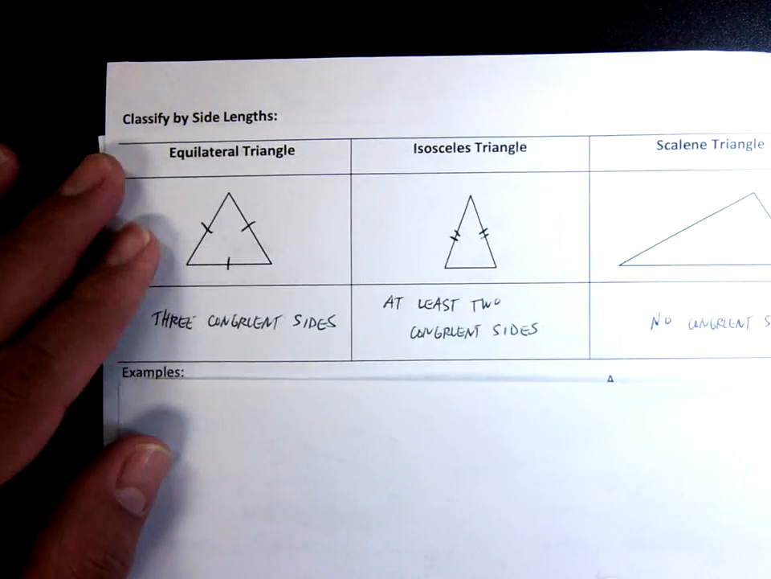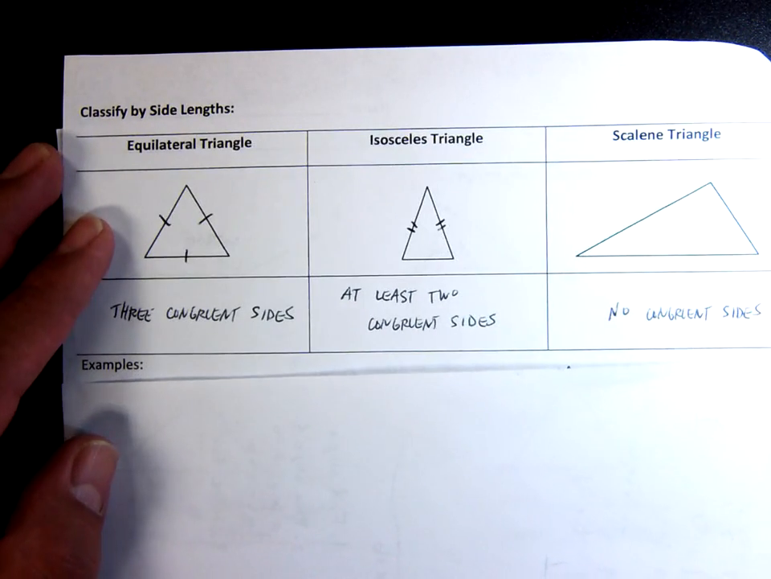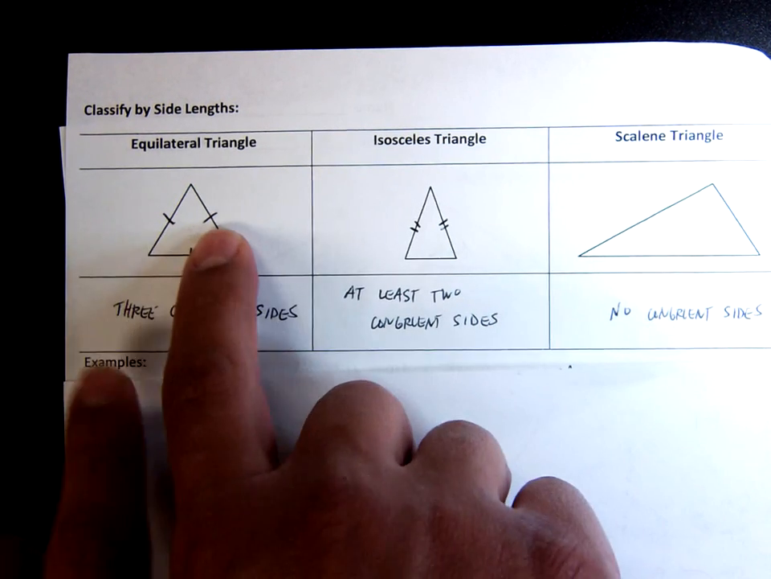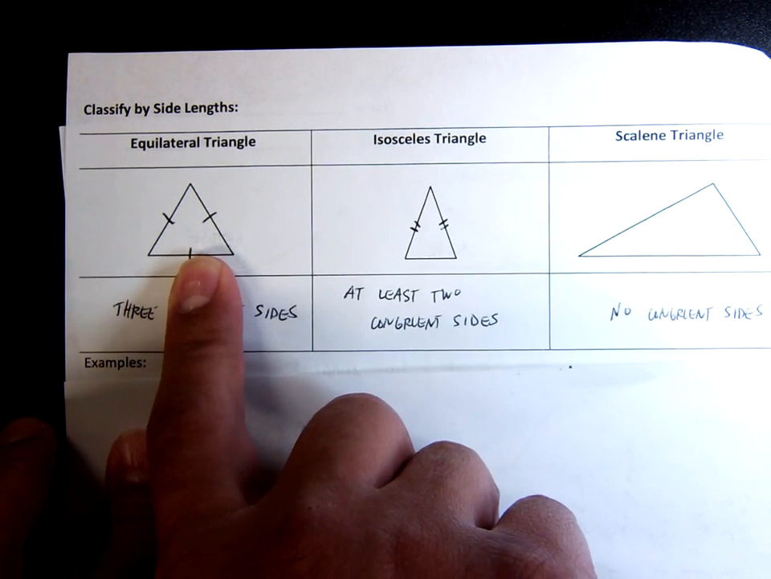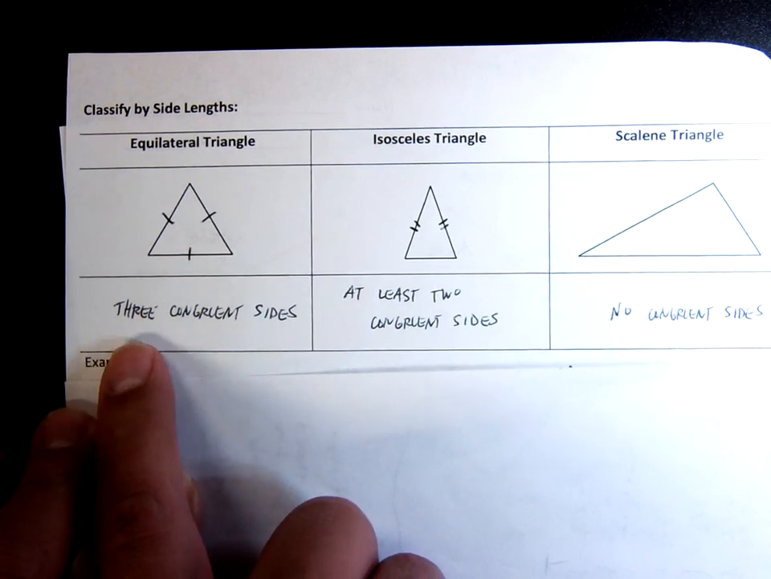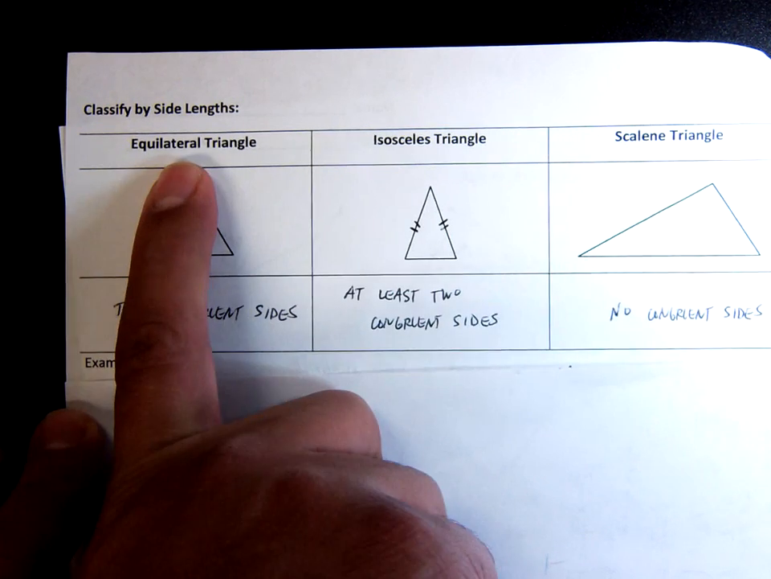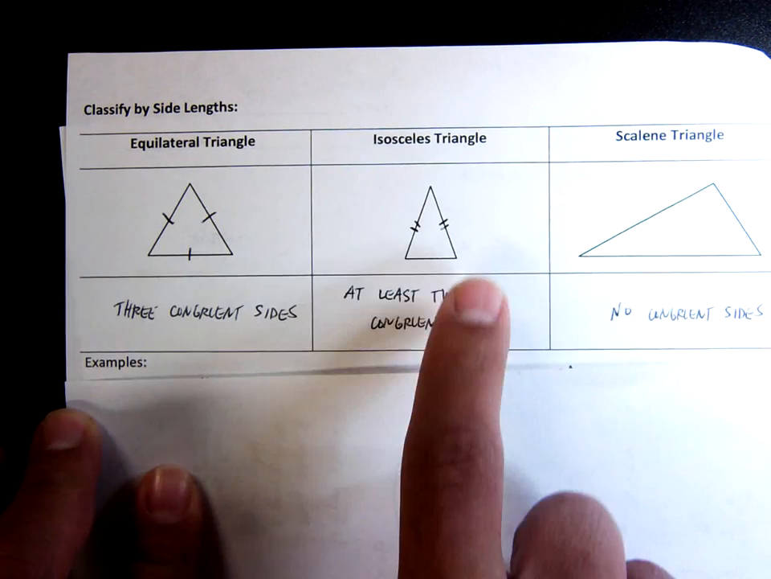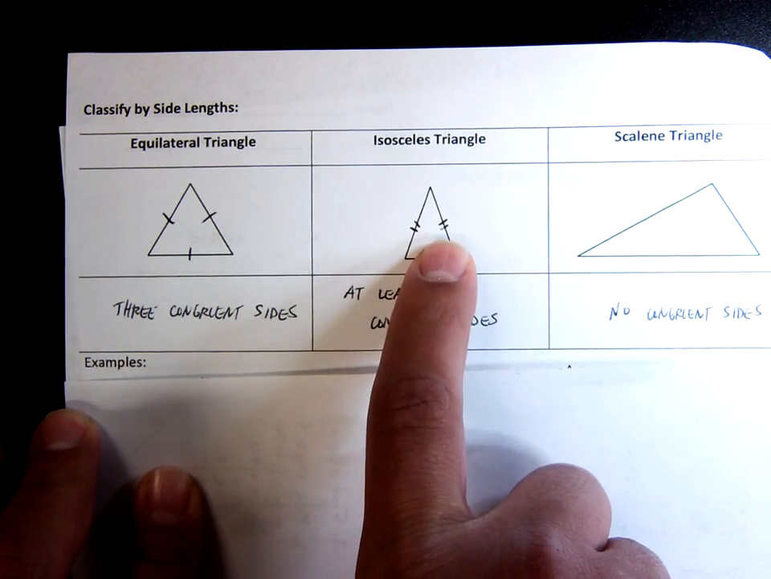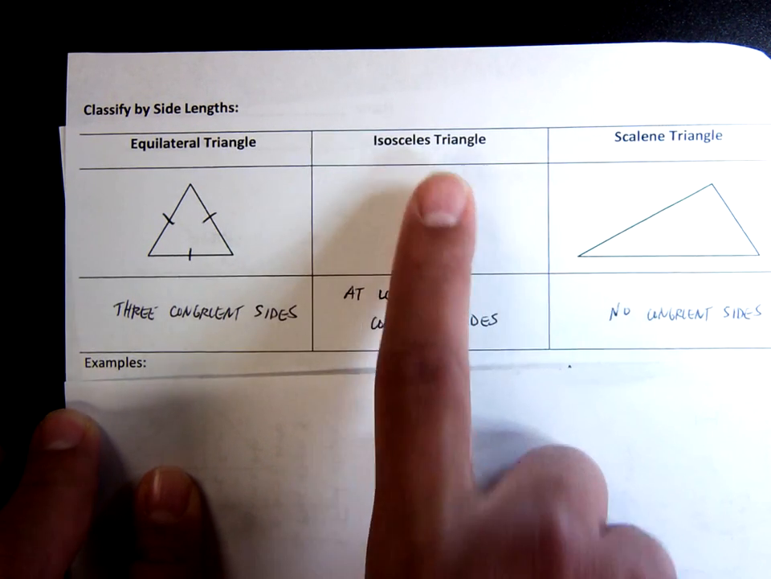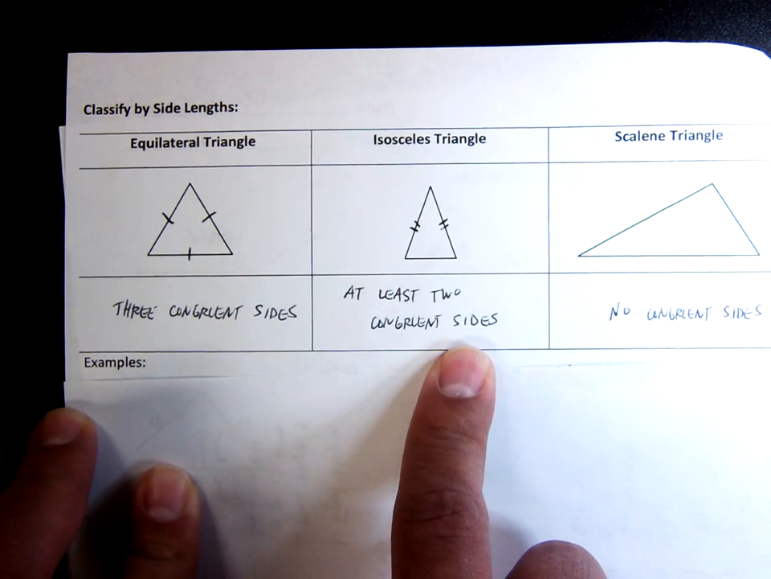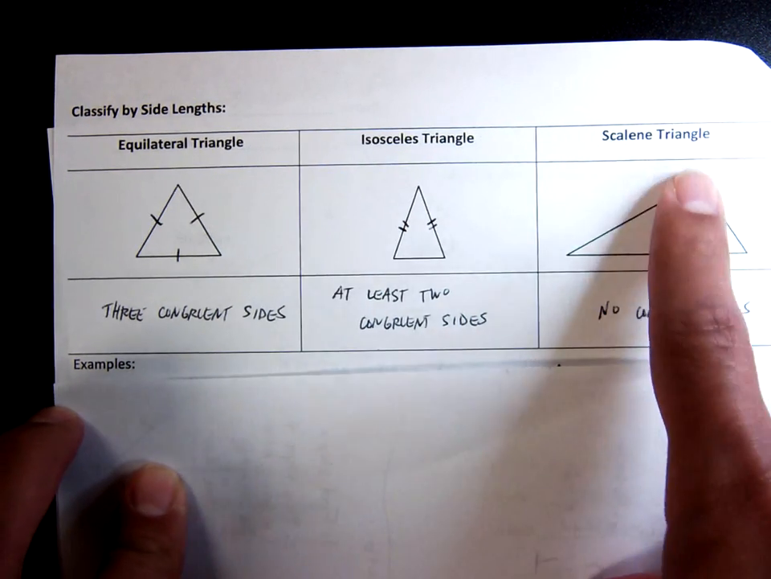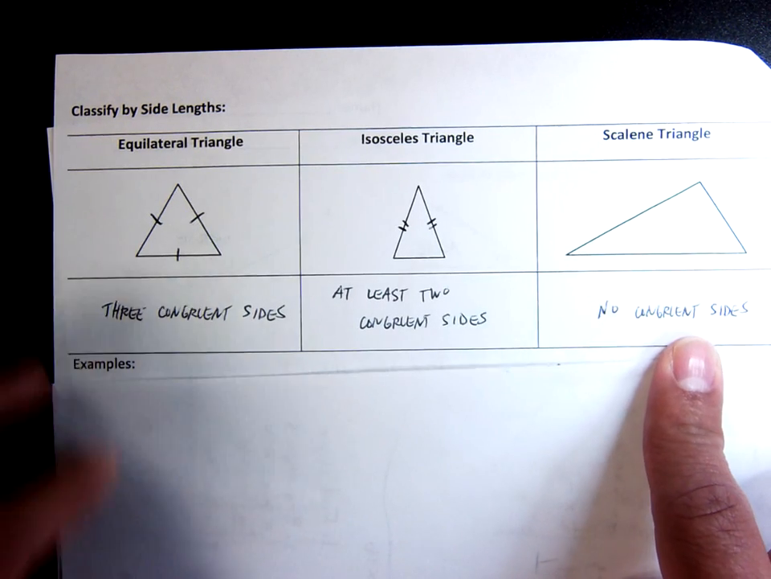The other way that we classify triangles is with their side lengths. Again, do me a favor, put the markings in the picture. They were not already on there for us. Tick mark, tick mark, tick mark, telling us that all those sides are the same length. So I have 3 congruent sides, equilateral triangle. Put double tick marks here, double tick marks here. An isosceles triangle has at least 2 congruent sides, and a scalene triangle has no congruent sides.